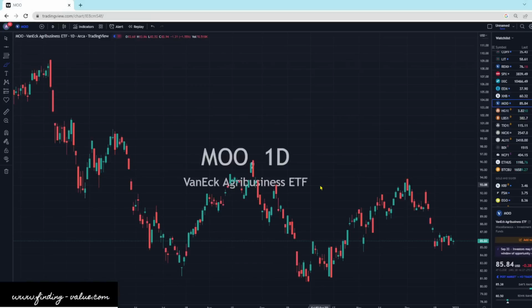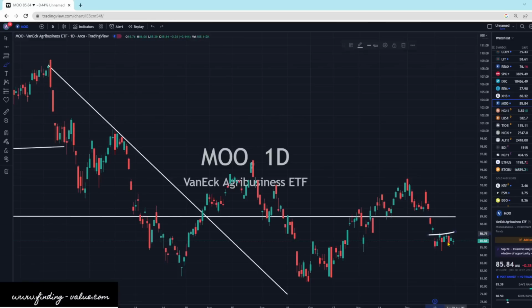Looking at MOO. MOO still looks a little bit weak. I don't see much buying pressure here. Basically what that means is that's almost a continuation pattern to the downside. And that's kind of what I'm seeing there.